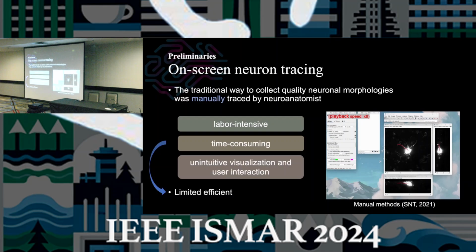Traditionally, neuronal morphologies were manually traced by neuroanatomists. However, this approach has several major drawbacks, which limit the throughput and make it difficult to apply to large datasets, like those of mouse or human brains. Those limitations make manual tracing inefficient for modern neuroscience.